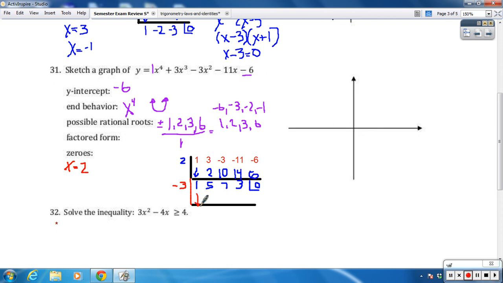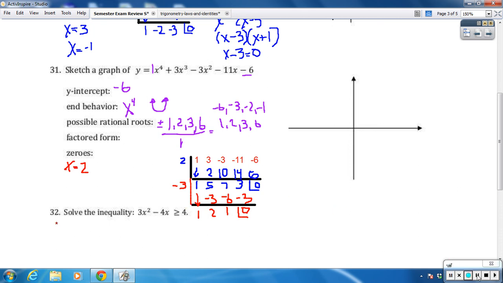So again, we're going to drop down the first term, then multiply, and then add. Okay, then I'm going to multiply again, and add. And then I'm going to multiply, and add, and I get my 0. Okay, so now I have the last row has 3 coefficients.